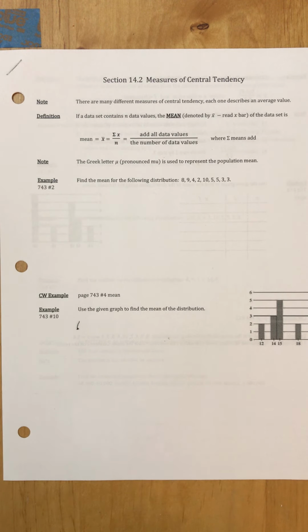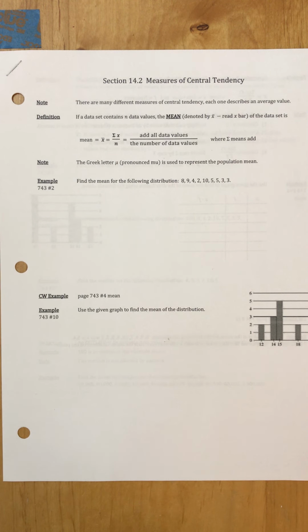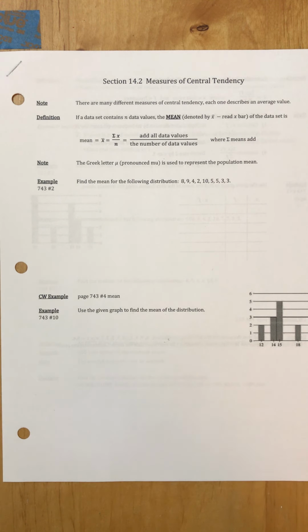Hello, today we're going to talk about section 14.2. This is page 1 and it's on measures of central tendency. So there are many different measures of central tendency, meaning where the data seems to center. Each one describes an average value.